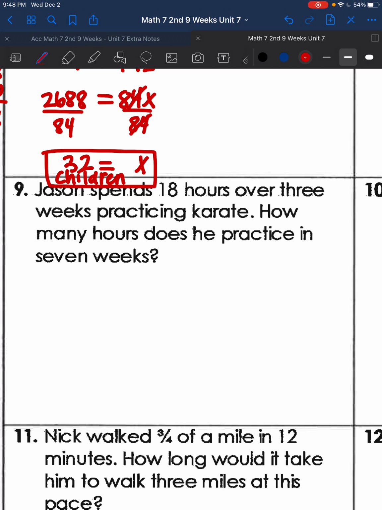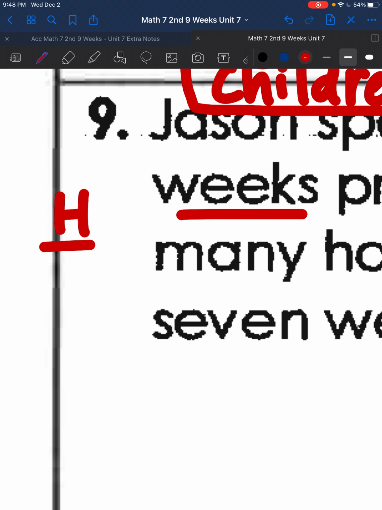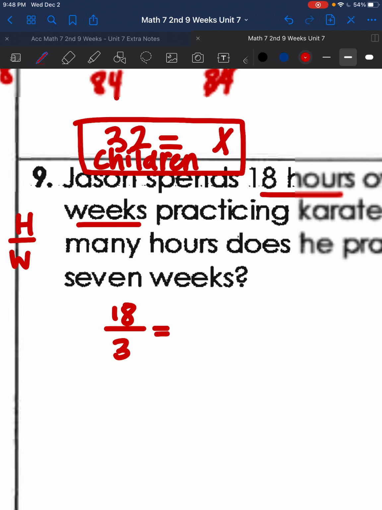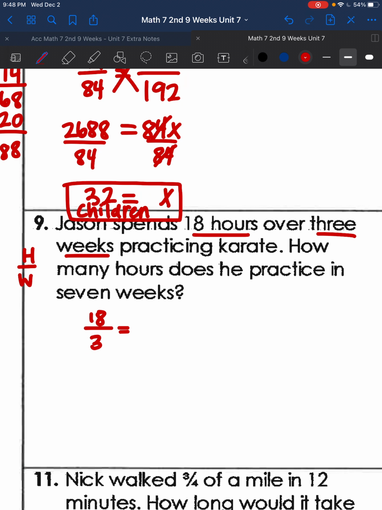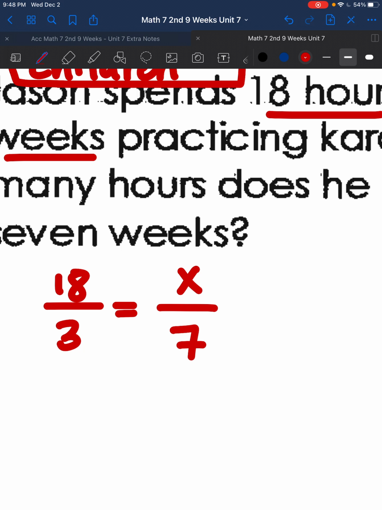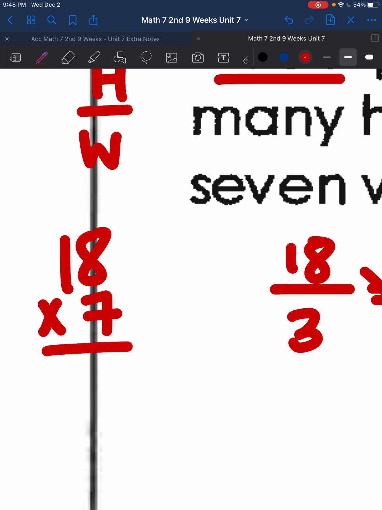Okay? Number 9. Jason spends 18 hours over 3 weeks practicing karate. How many hours does he practice in 7 weeks? Okay, so we know 18 hours in 3 weeks. So I'm going to write my key hours to weeks. So he spends 18 hours in 3 weeks. I want to know how many hours he spends in 7 weeks. So remember, weeks goes on the bottom. I'm trying to figure out the number of hours.